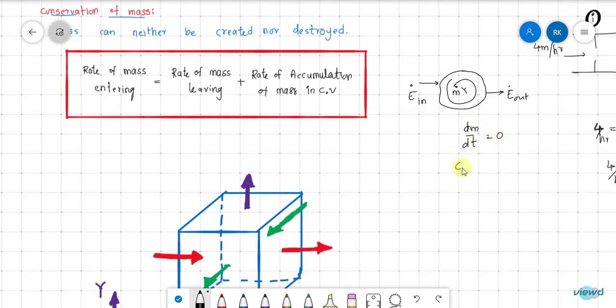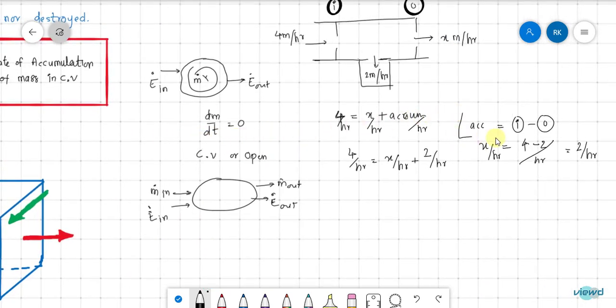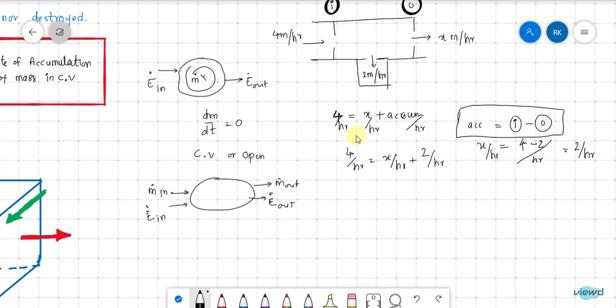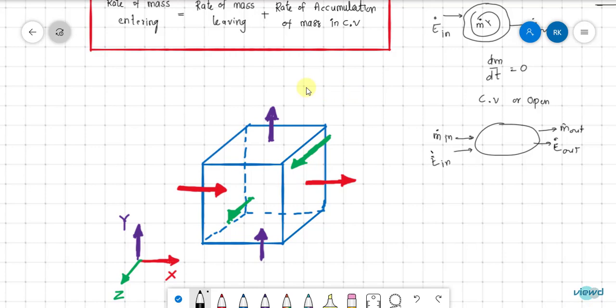But in the case of a control volume or open system, mass and energy flow in, and mass and energy flow out. So mass and energy flow across the boundary in the case of an open system or a control volume. So there is this equation: rate of mass entering is equal to rate of mass leaving plus rate of accumulation of mass in the control volume, as we have seen in this case. So this is the conservation of mass.